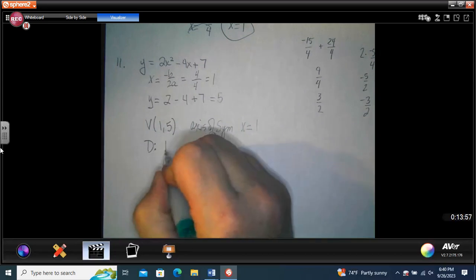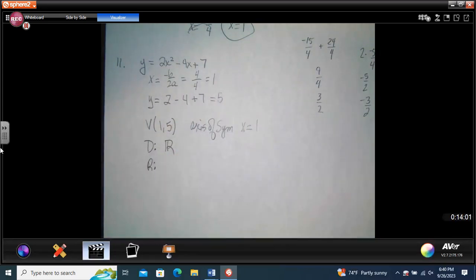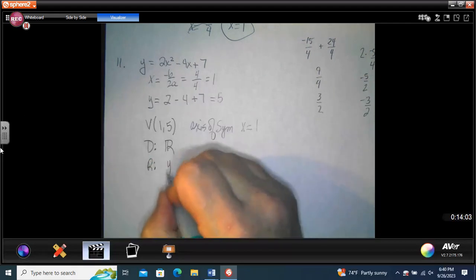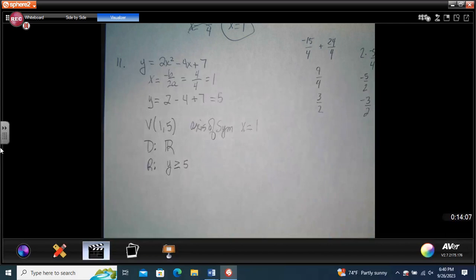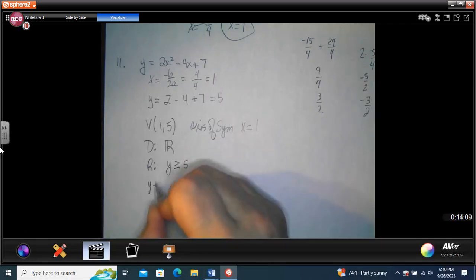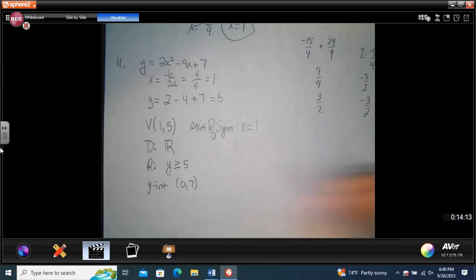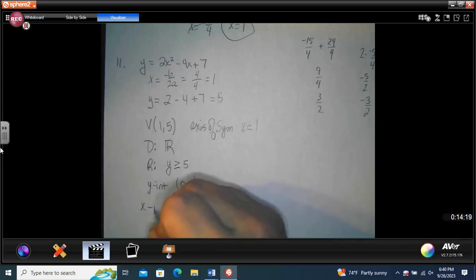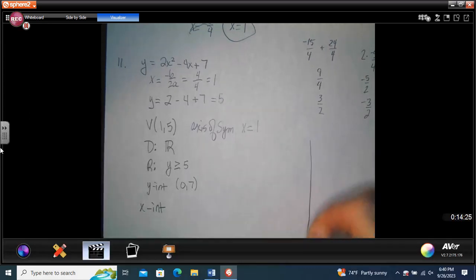Domain, all real numbers. Range, this parabola opens up, so the y's are going to be greater than or equal to 5. The y-intercept is going to be (0, 7). That's the beauty of being in standard form. The x-intercepts, I do not believe this factors. So I'm going to have to use the quadratic formula to find the x-intercepts.